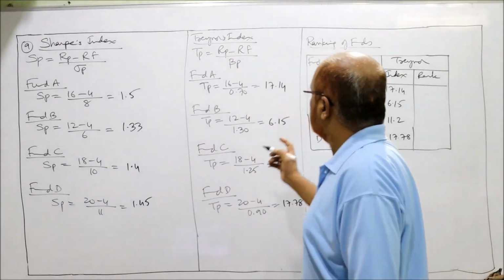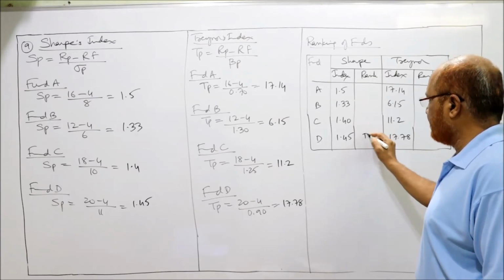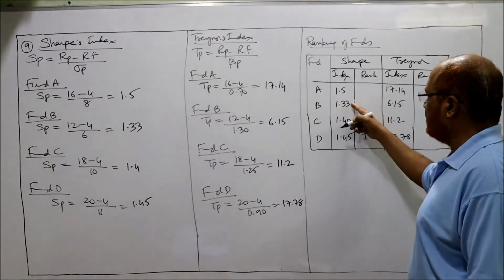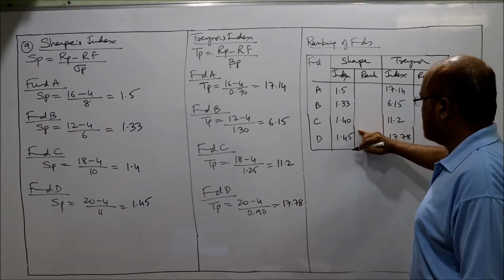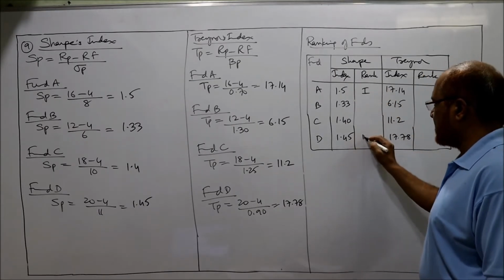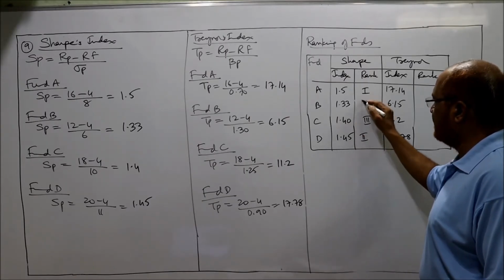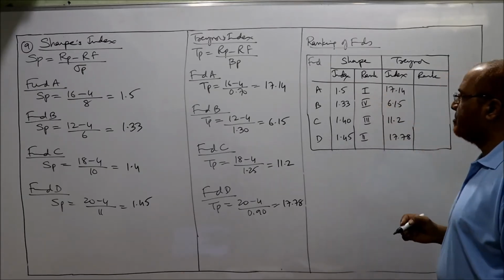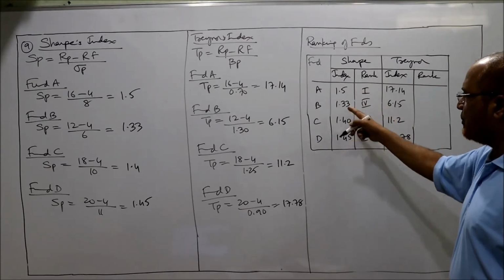What is the highest index of Sharpe? 1.5 is the highest, first rank. 1.45 second rank. 1.40 third rank and 1.33 fourth rank. Highest is 1.5. Next is 1.45. Next 1.40, 1.33.